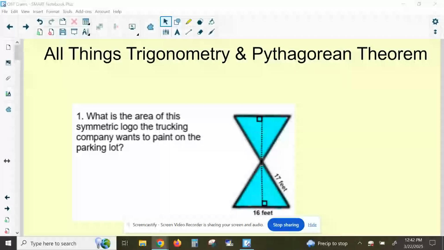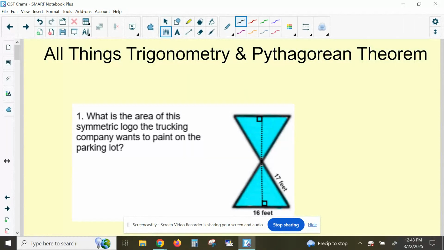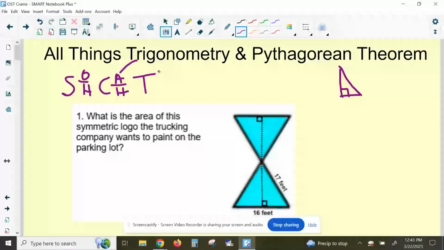All things trigonometry and Pythagorean theorems. So this will involve every single thing that basically has a right triangle in it. Whenever you see right triangles in pictures, if you see this 90-degree angle, you should think in your head, trig, you should write SOHCAHTOA. And you should write the Pythagorean theorem, a squared plus b squared equals c squared.